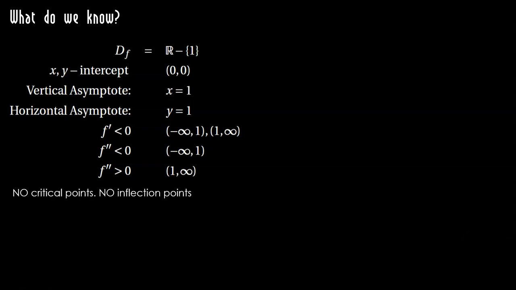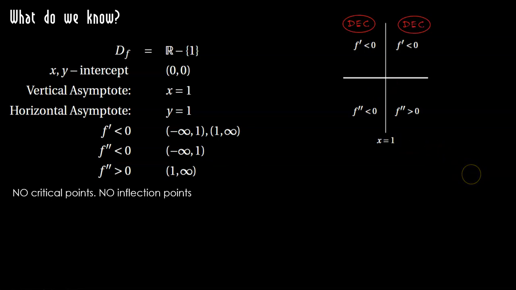There are no critical points. There are no inflection points. So what does this give me? I have not much on my graph. I have one point of interest, and it's not a point, it's an asymptote. Let's see what I know. It's decreasing before and after the asymptote. It's concave down on the left and concave up on the right.